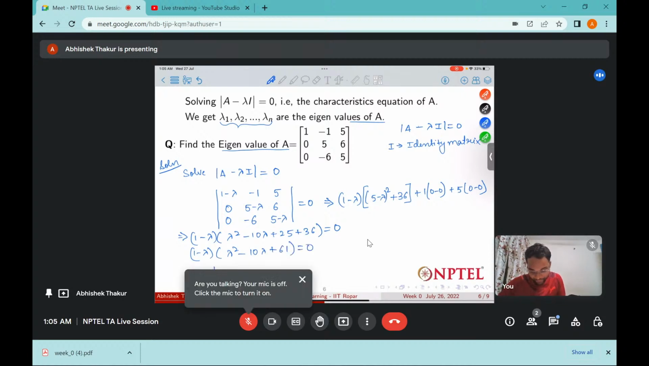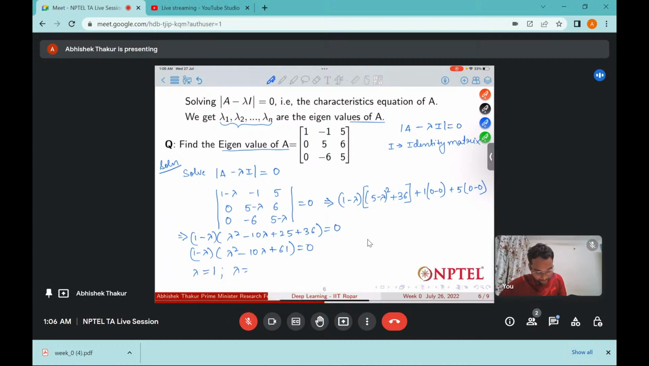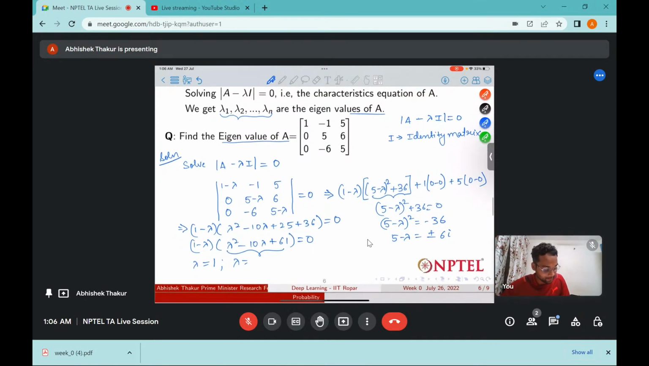Either lambda will be 1 or lambda will be, when you solve this equation, you can solve this part like this also. This is 5 minus lambda squared plus 36 is equal to 0, because this is this part. So you can solve it in this way, that is equal to minus 36. So 5 minus lambda is equal to plus minus 6i, because the square root of minus 36 can be written as plus minus 6i. So lambda is equal to 5 minus plus 6i.